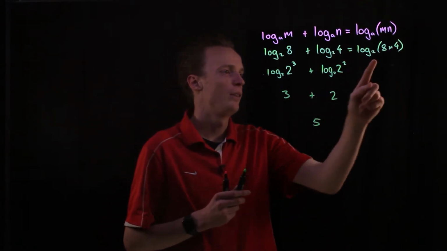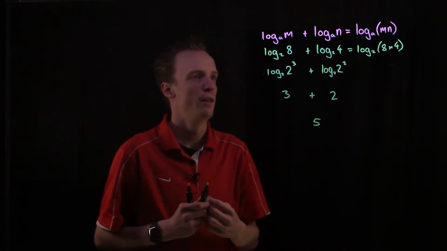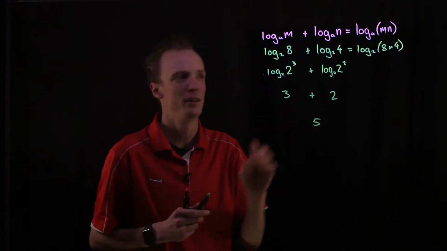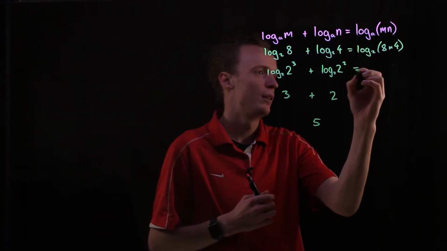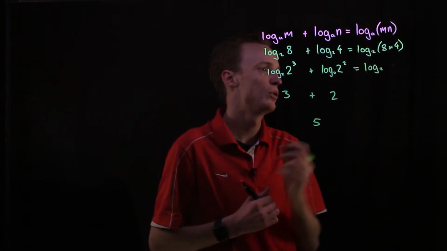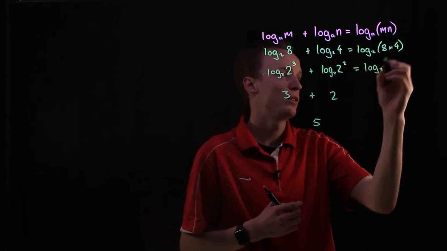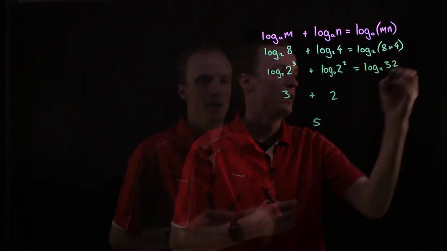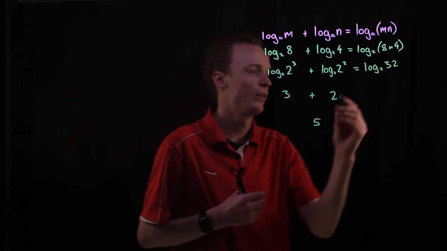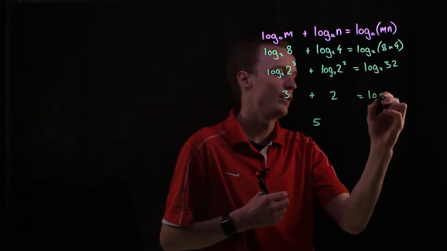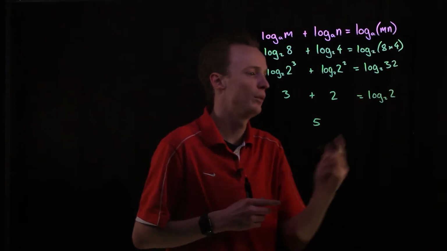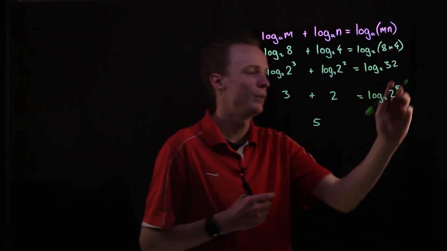So if I can show that this side over here is equal to 5, this will support the law. It will suggest that the law seems to be working, at least for this example. So over here, I'm just going to evaluate this. This is the logarithm base 2 of 8 times 4, that'll be 32. So if I can rewrite 32 with a base of 2, that'll help me evaluate this. This is equal to the logarithm base 2. Now, 2 to the power of 5 will equal 32.